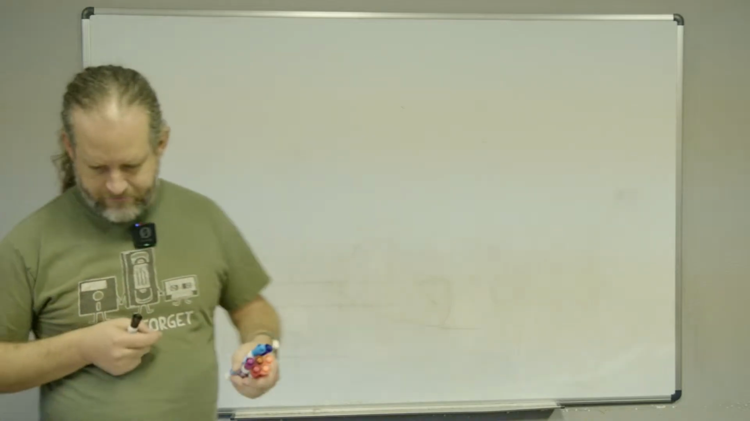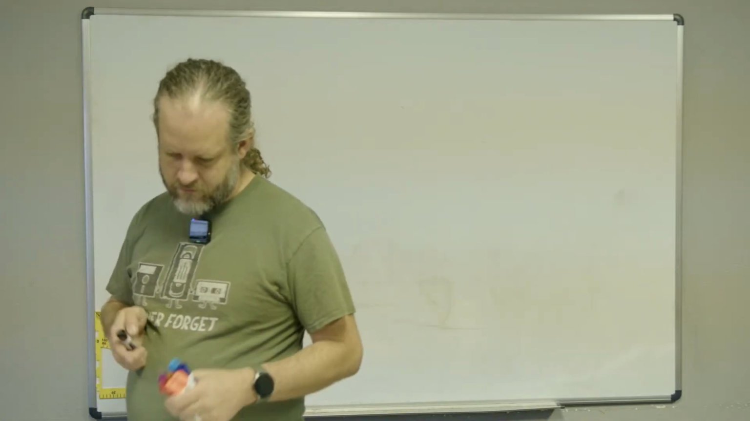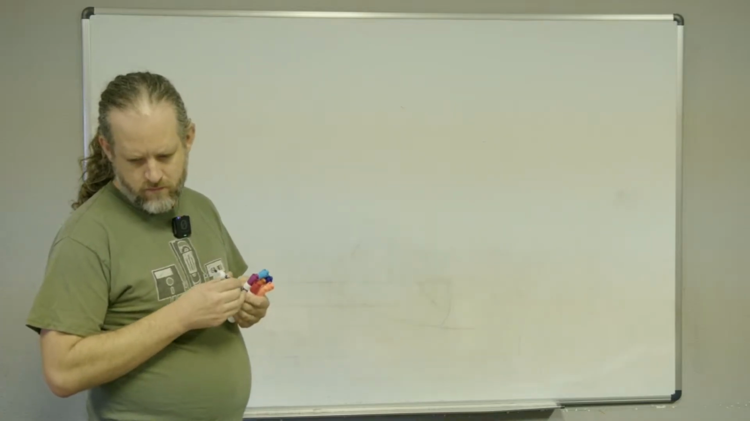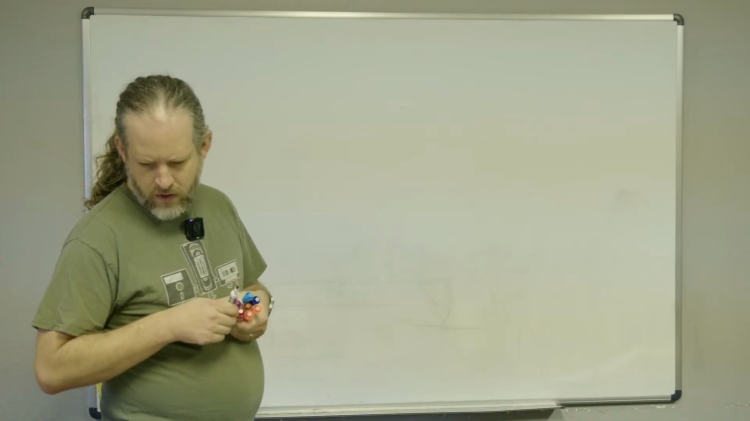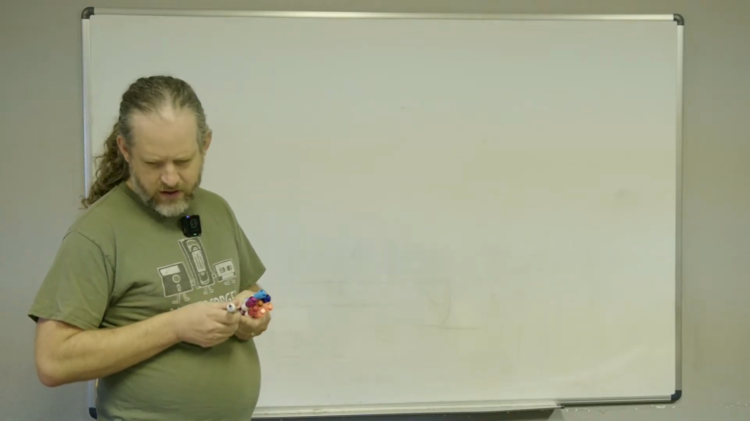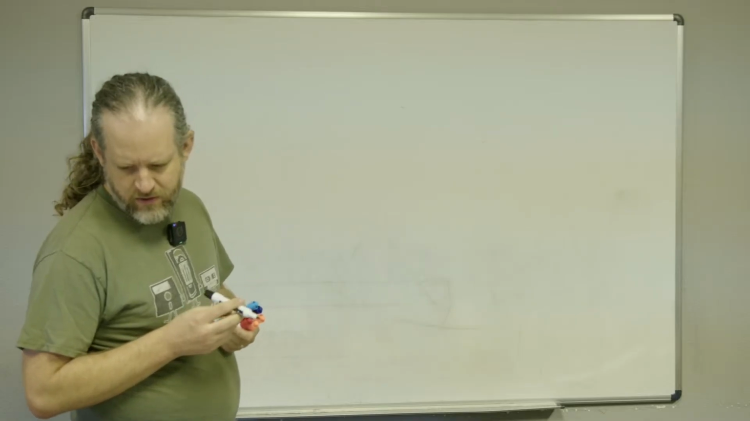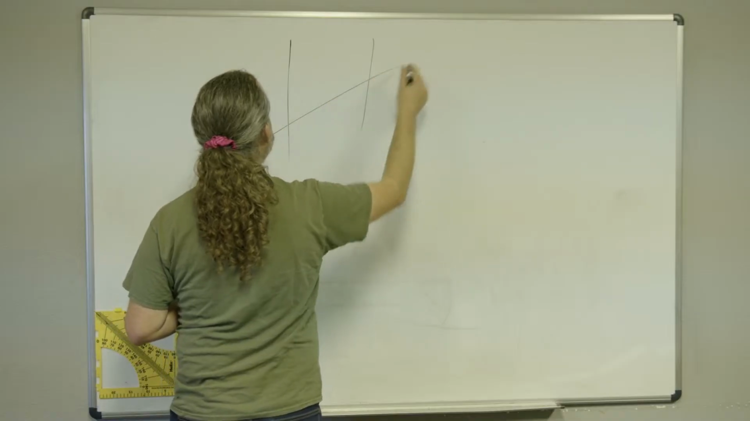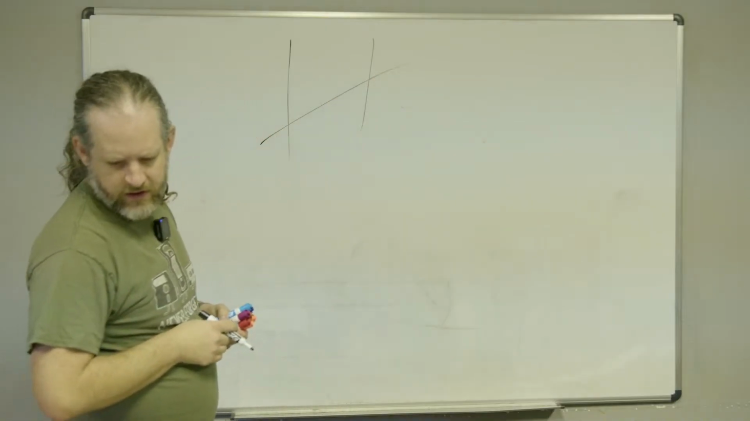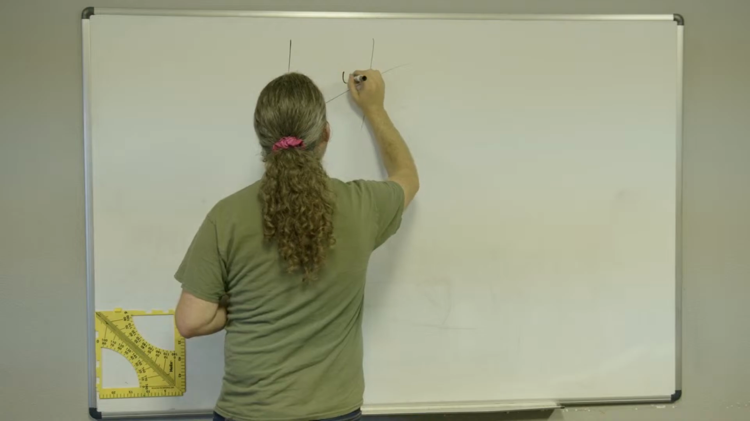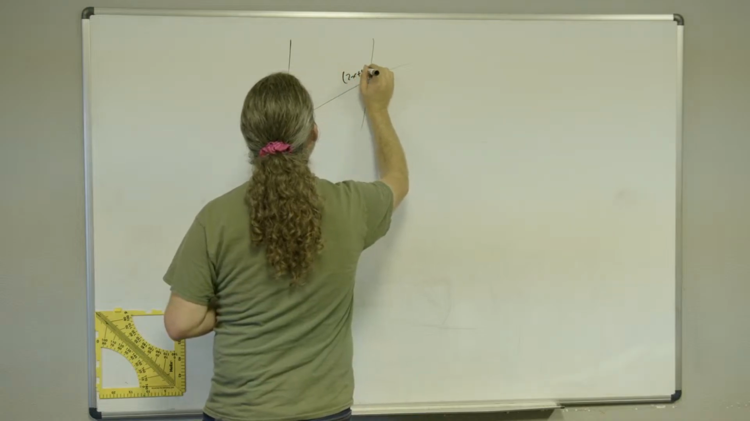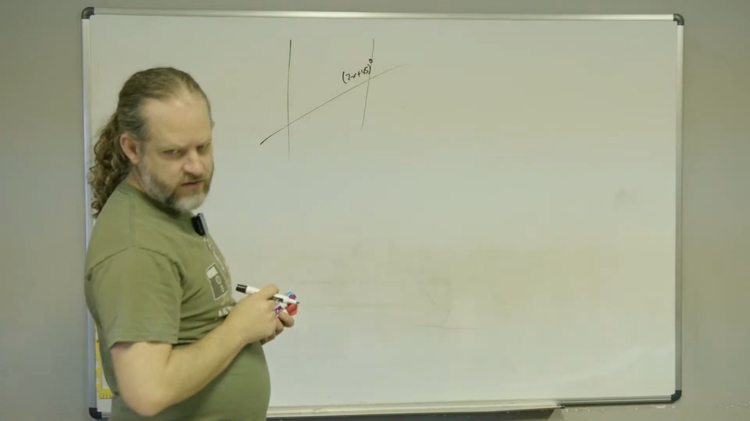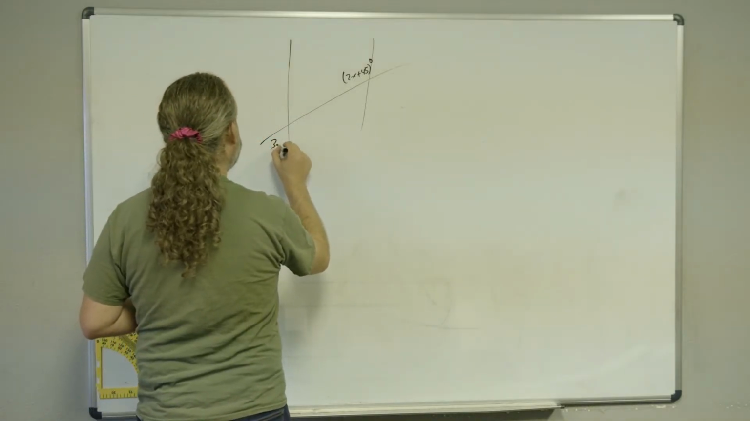Number 20. Find x so that those are parallel. Identify the postulate or theorem used. Got a couple lines like this. We got this one labeled as 2x plus 45 degrees. And this one is labeled as 3x degrees.